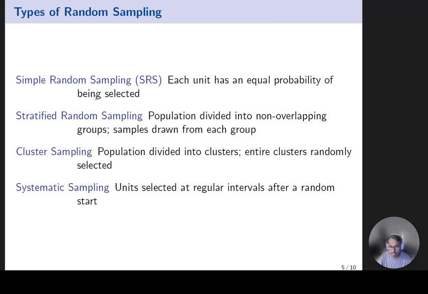Finally, there is systematic sampling. Here we select units at a regular interval after a random start. So imagine lining up your population in a row, then randomly picking a starting point, and then selecting every 10th unit or 5th unit or whatever from that point forward. Each of these methods has advantages and disadvantages, and the best choice depends on your specific research question and the nature of your population.